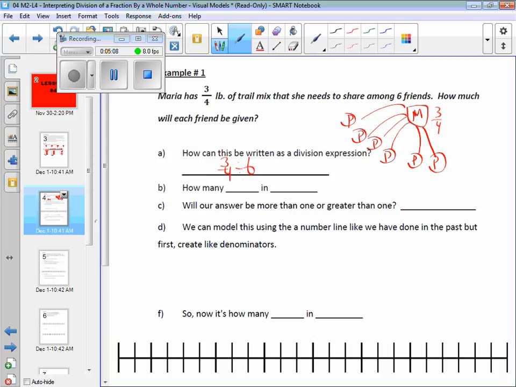The think statement doesn't change though. How many what and what? No. How many sixes are in 3/4? Always flip it. We've already said this, but will our answer be greater than 1 or less than 1? Will it be greater than or less than 3/4? Uh-oh. I'm starting with 3/4 and I'm divvying it up 6 more times. Less, right? Okay.